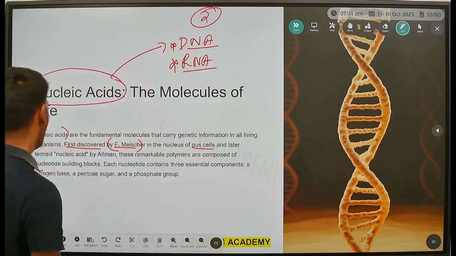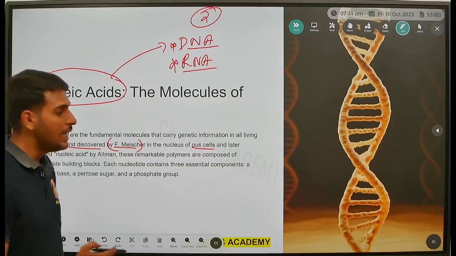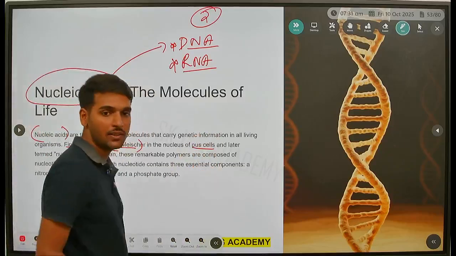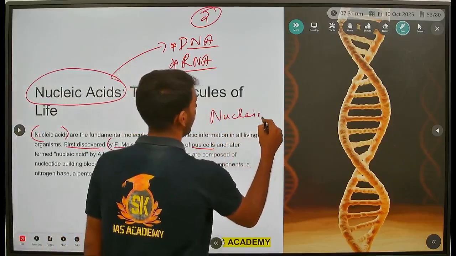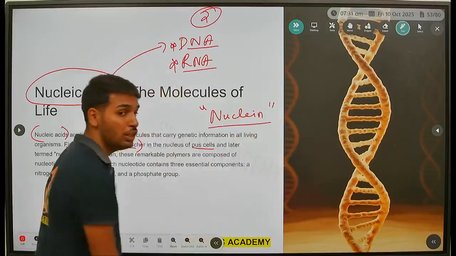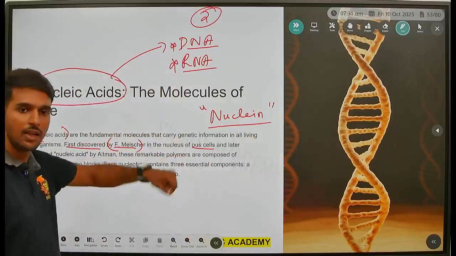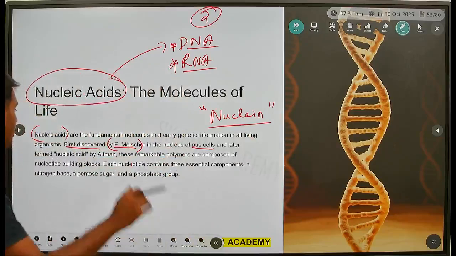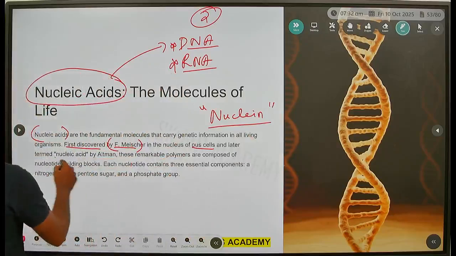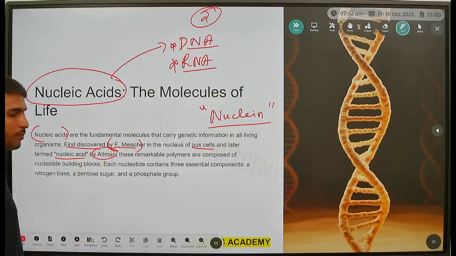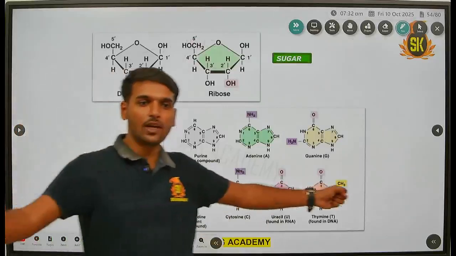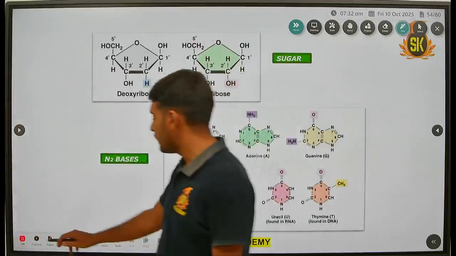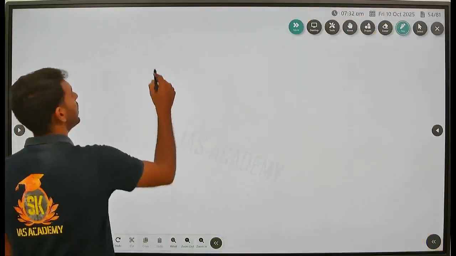Pus cells, okay. What name did he give? He gave the name not nucleus or DNA, he gave the name nuclein. This name was given by whom? Miescher, okay. And the name nucleic acid was given by Altmann, okay. So, what are the components of nucleic acids? Nucleic acid is made up of three components.